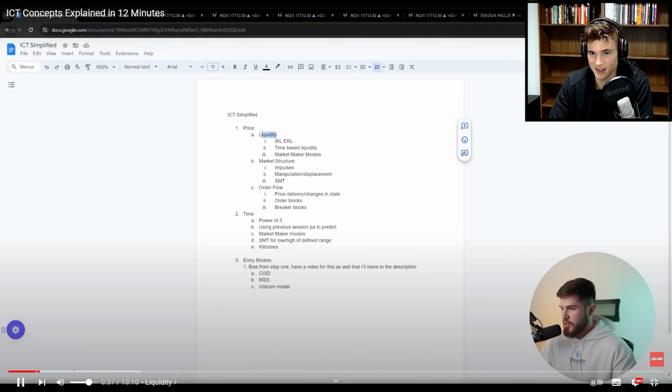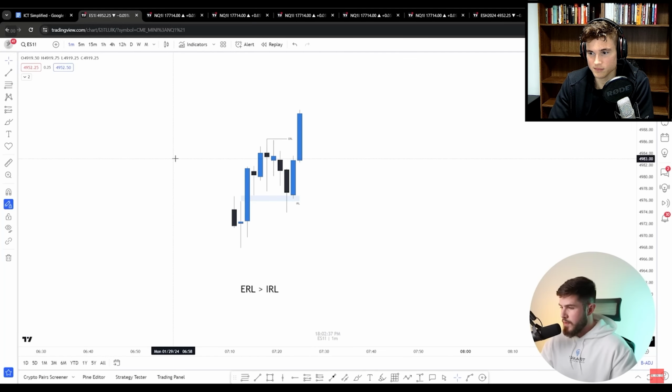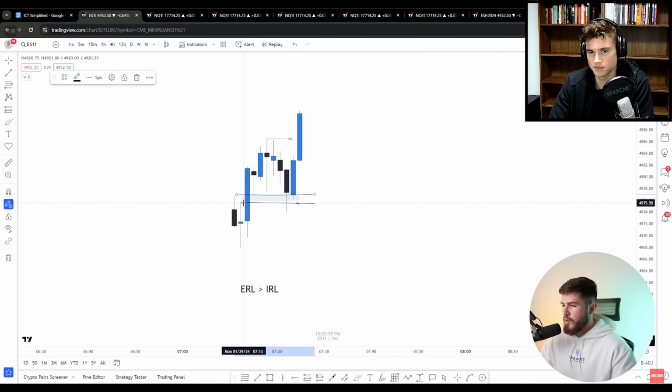Price. And the first section of price is going to be liquidity. Something you always have to remember is that price is always moving towards liquidity. Whether it is moving towards internal liquidity, like a fair value gap, which is the gap between the wick of a candle that has a big body, and the wick of the candle after it.